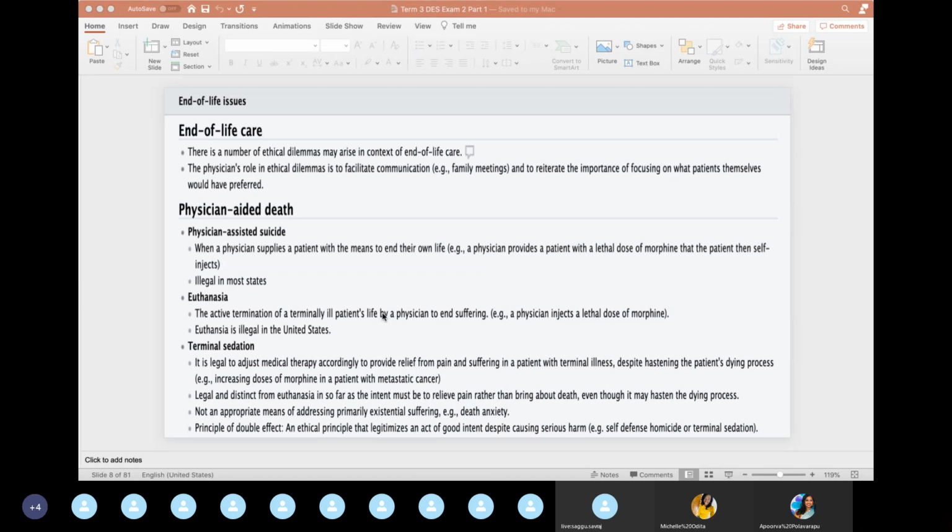Then you ask, what's the difference between terminal sedation and euthanasia? The difference is intent, intention. In euthanasia, you have an intent of killing the patient, right? In terminal sedation, you don't have that intention. What is the primary purpose of terminal sedation? To relieve pain and suffering rather than bringing about the death, even though it may hasten the dying.